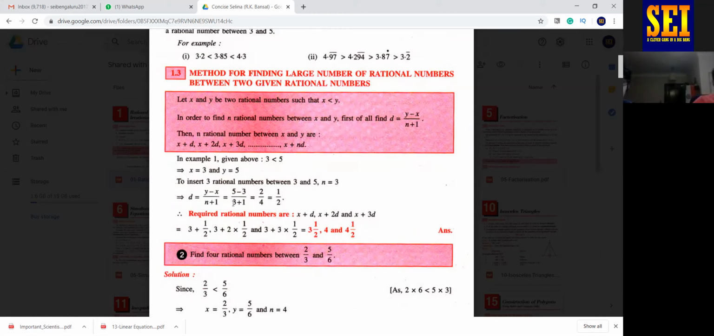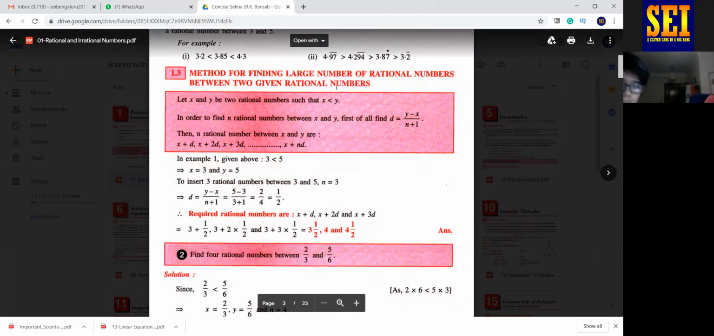N means 3, so that is 1 by 2. 1 by 2 is the difference. That means 3 plus 1 by 2, 3 plus 2 into 1 by 2, 3 plus 3 into 1 by 2. If you do that also, you will get the same thing: 3.5, 4, 4.5. Please note it down.